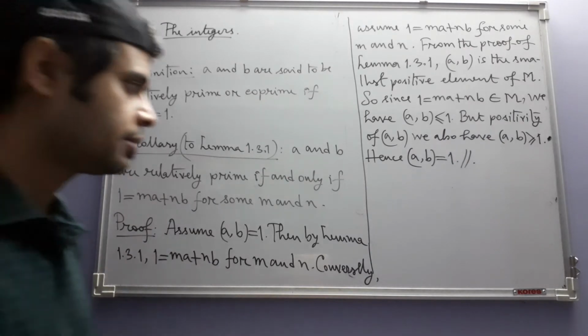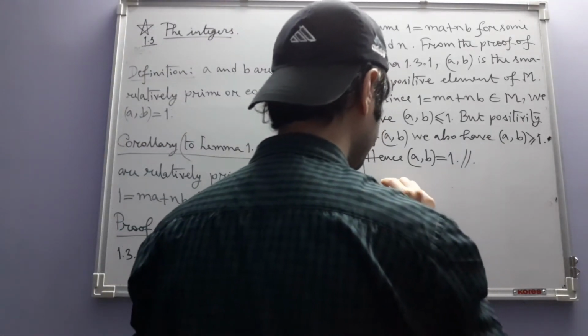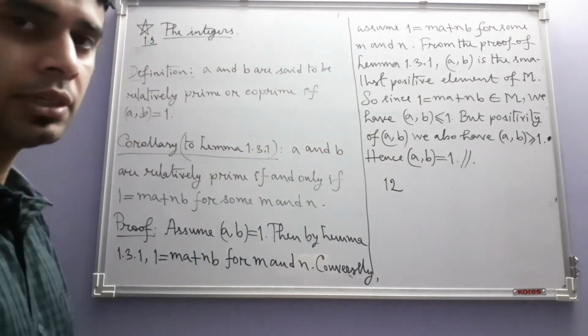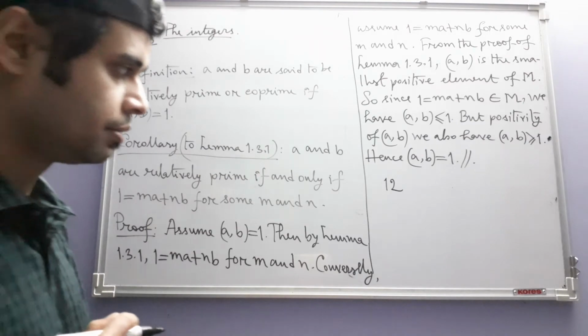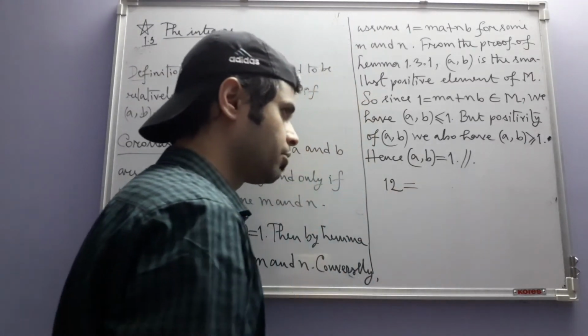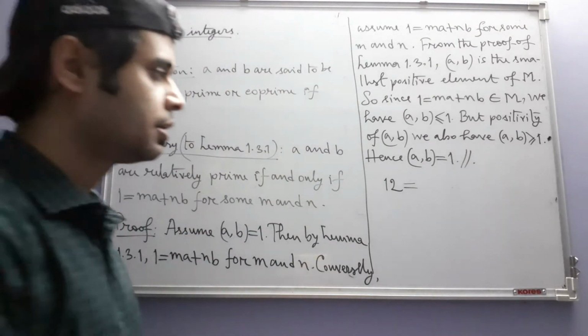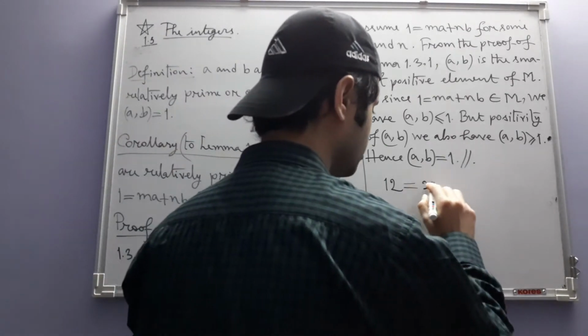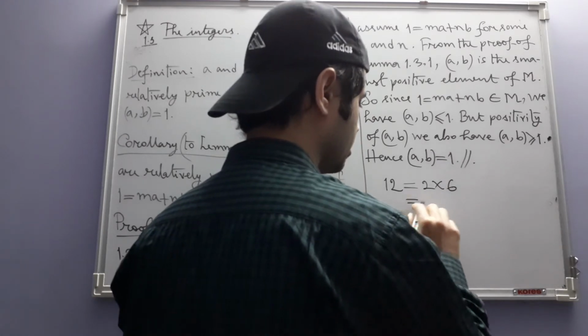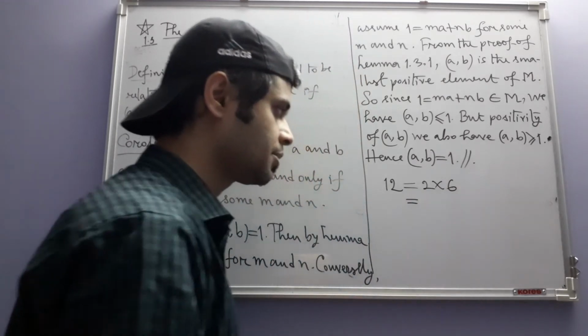The thing is that, as you already know, if you start with a positive integer greater than 1, then that can be decomposed as a product of smaller numbers, like this. Say 2 times 6. Now this decomposition process may go on.